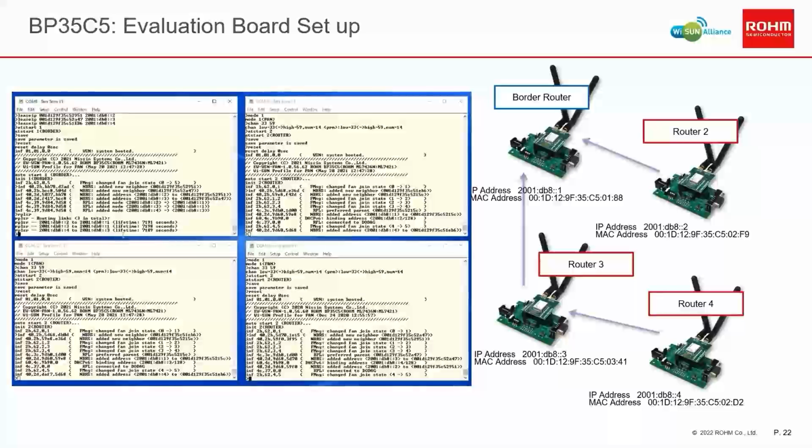Next, we will ping router 4 from the border router to verify that communication is possible. If communication is successful, the border router will output 0% lost, and router 4 outputs RCVD echo request as shown on window 4.